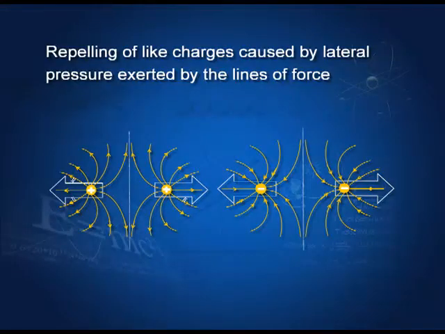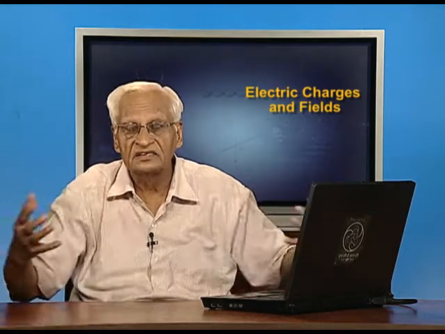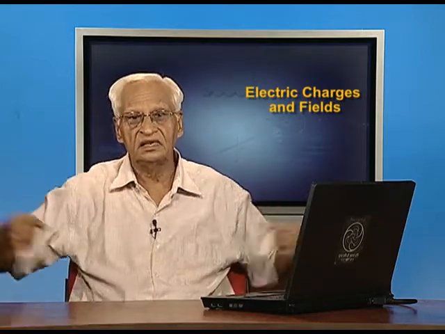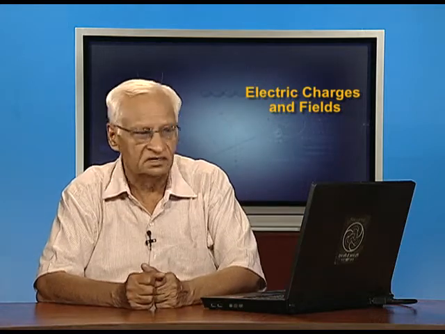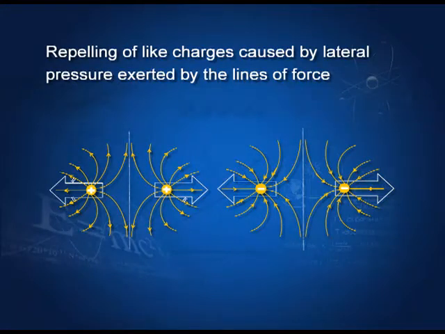Say these are lines due to two positive charges and these are lines due to two negative charges. What happens? The lines at this point here, they are going like this or they are coming like this, they repel each other. There is a pressure in the sideways direction, and therefore, they produce repulsion in the charges. When there are two positive charges or two negative charges, these lines of force, because of lateral pressure, produce repulsion in the charges.